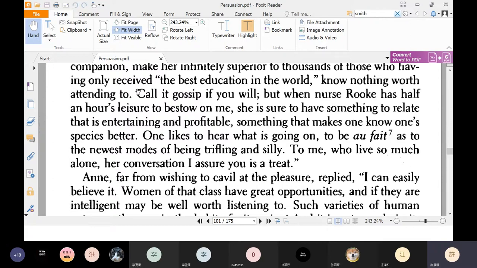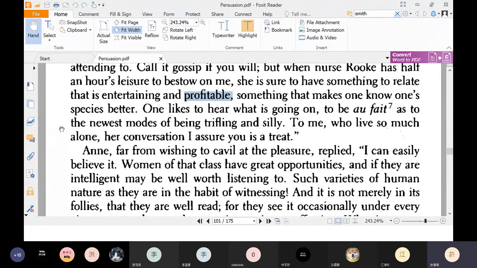Call it gossip, if you will. But when Nurse Rook has half an hour's leisure to bestow on me, so if she has half an hour free time to spend with me, she is sure to have something to relate, to tell. Relate means tell. She is sure to have something to relate that is entertaining and profitable. Profitable here means useful. It doesn't have to be money. Something that makes one know one's species better. So this is the same thing as knowing human nature.